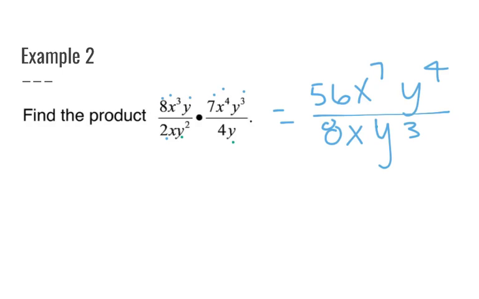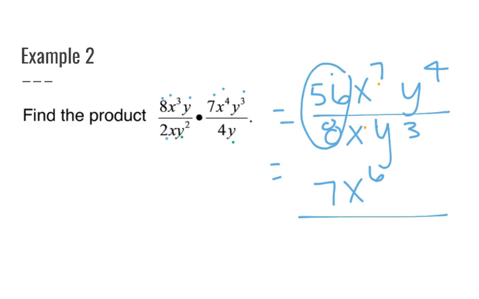Okay, so let's see. How does this simplify? Well, 56 divided by 8 is just 7. And then x to the 7th divided by x is x to the 6th. So I technically canceled that one. And so I do know that in the end, I'm going to have to say x cannot equal 0. So I'll make sure I add that in. But first, let's finish the problem.